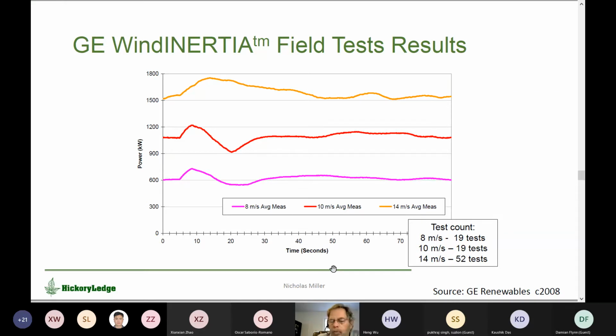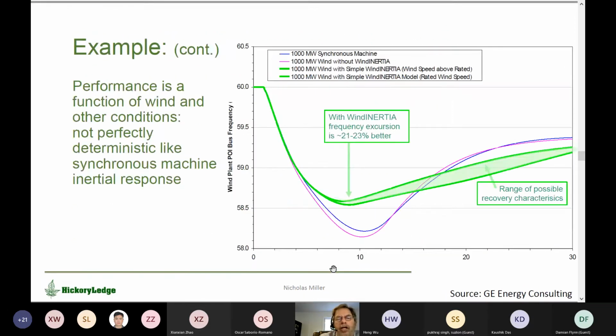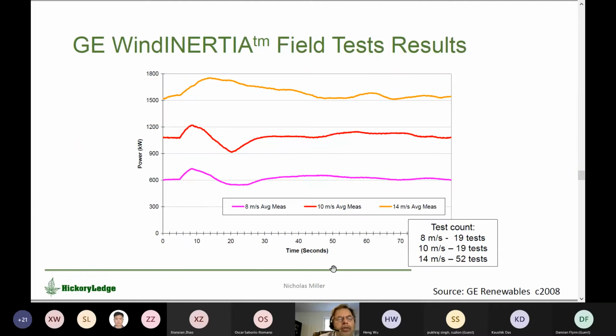So you see, we put in a frequency signature that looks kind of like this fishhook blue curve and tell the control to respond.